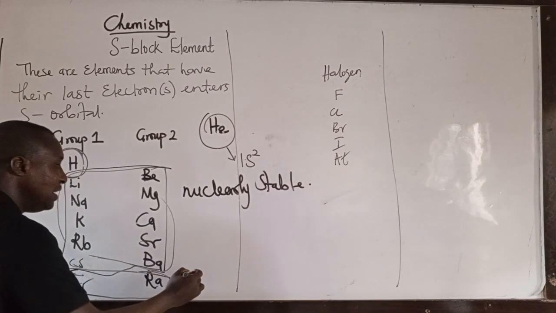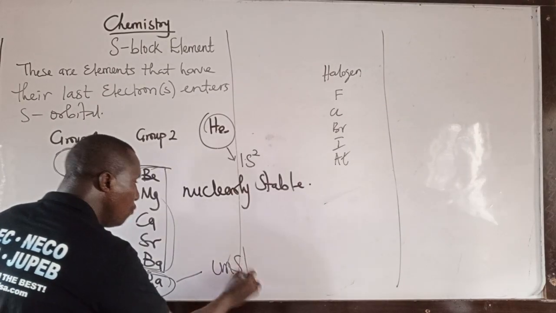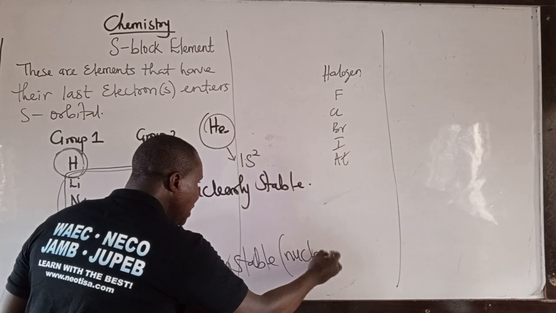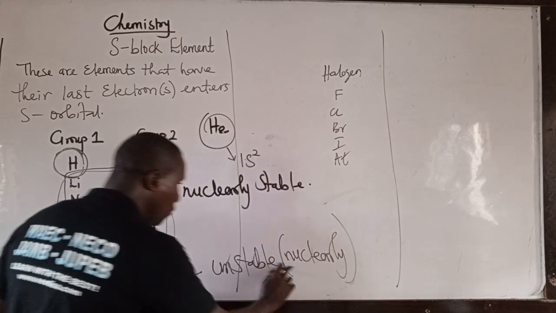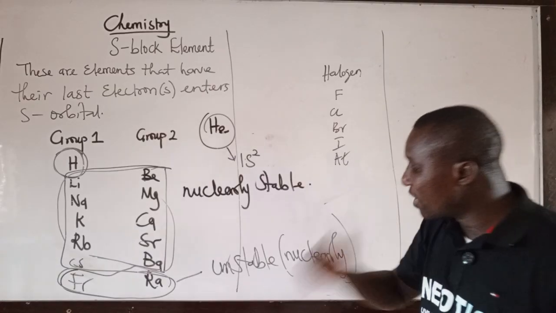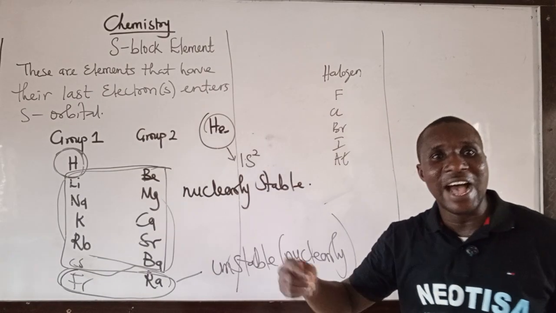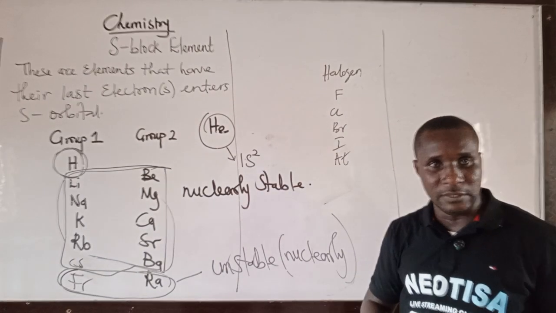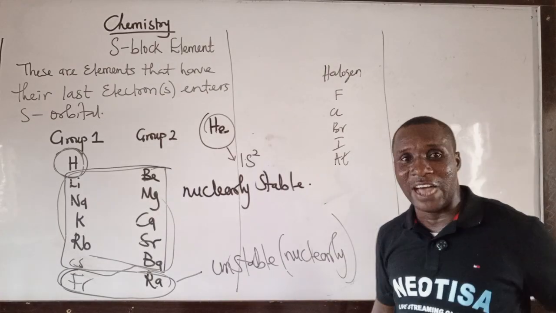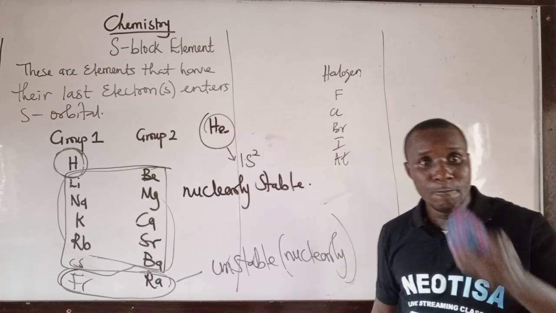Francium and radium, they are nuclearly unstable. Since they are nuclearly unstable, they are radioactive elements. Take note of that. It's coming out in your exam.